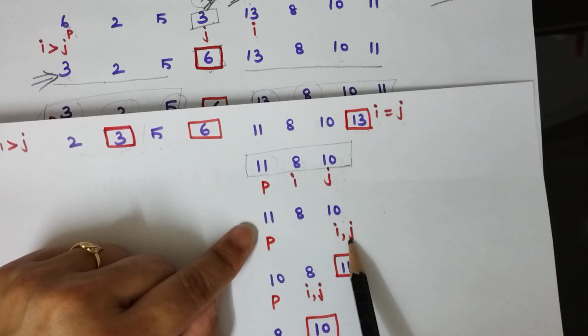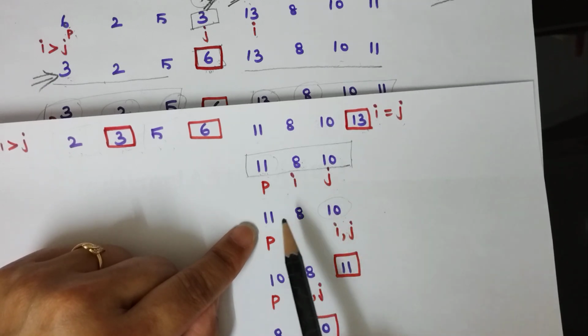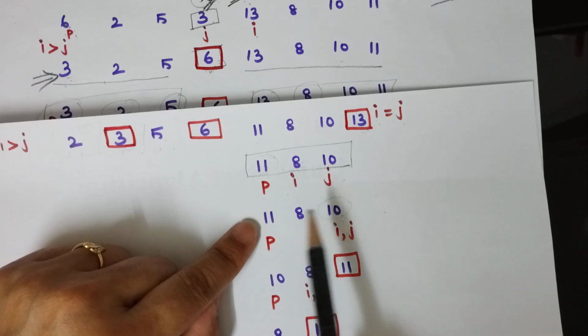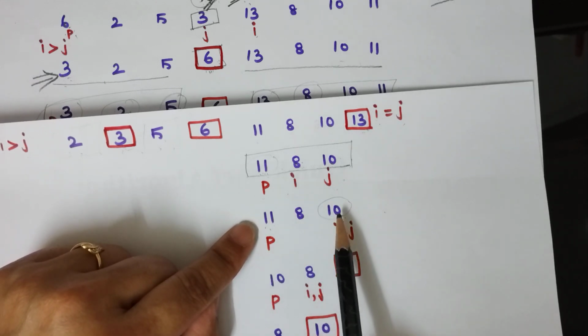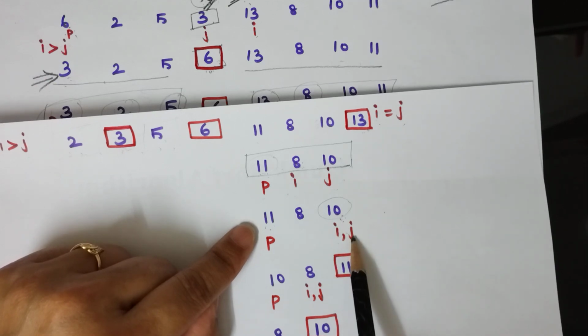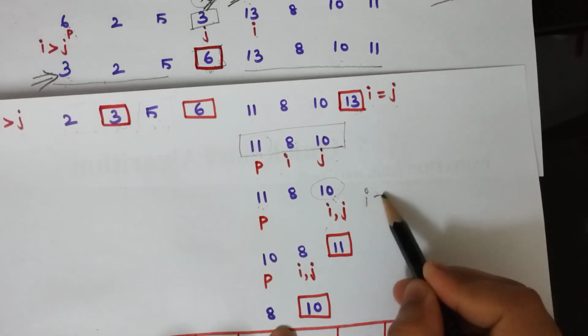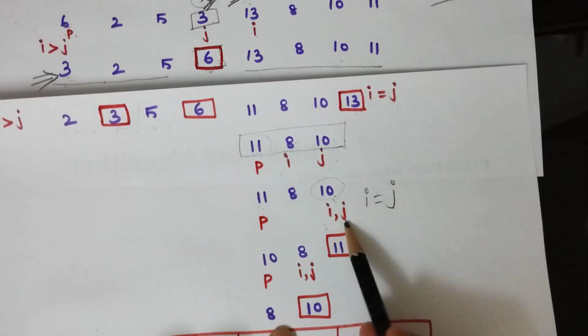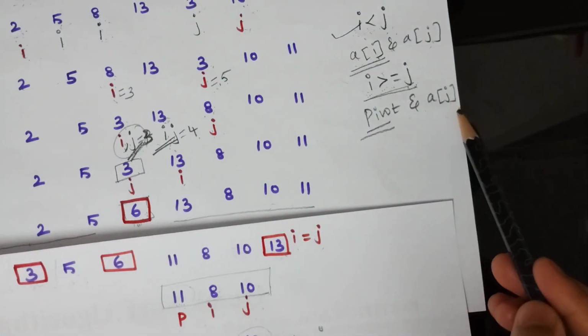Then compare the j value. This is the j value now. 10 is lesser than 11, but actually it should be greater than 11, so it is not satisfying the condition, and you are not going to decrement the value of j. In this case also you can see i is equal to j. So what if i is equal to j? Again the same condition: you should swap the pivot element with a of j.